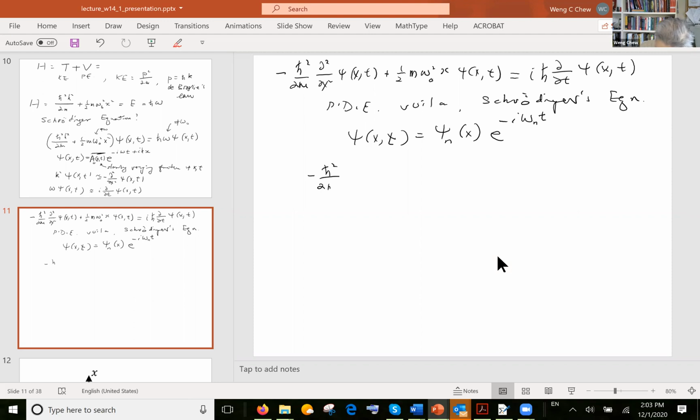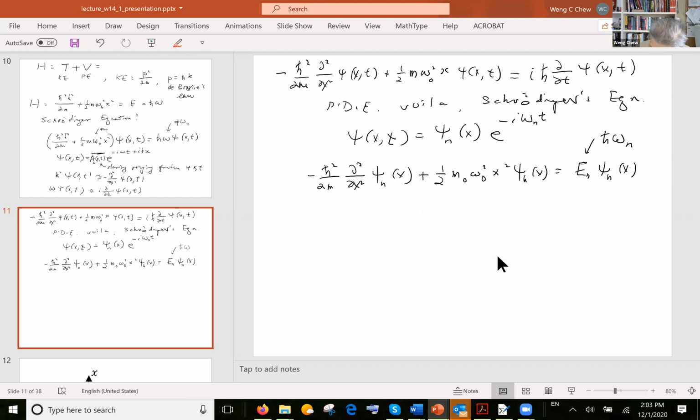It will become just partial square, partial x square, psi of n x, plus half m naught omega naught square x square psi of n x is equal to, and if you differentiate this with respect to t, you bring down an omega n, and if you call that E sub n, okay, E sub n is h bar omega n, then you convert this into an eigenvalue problem.